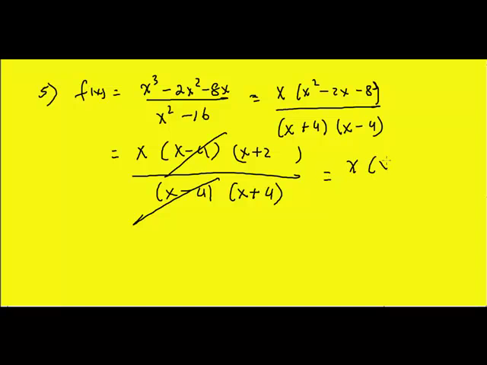Now what I have left is x times x plus 2, all over x plus 4. I do have a vertical asymptote still, and that's at negative 4. So I have two discontinuities. One is at 4. Let's state the domain first. My domain is all reals, and x cannot equal plus or minus 4, because at negative 4 it creates a vertical asymptote, and at positive 4 it creates a hole in the graph.